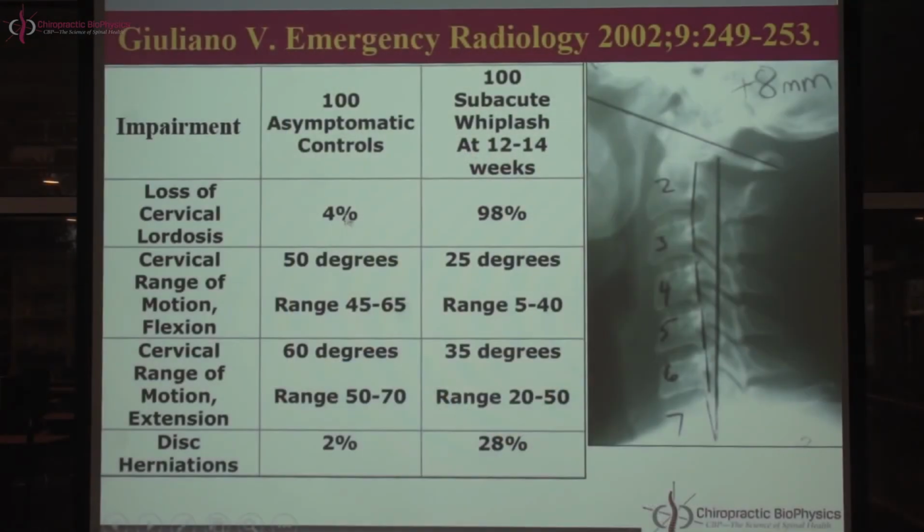The other thing is, look at the frequency of loss of the cervical curve. Asymptomatic, 4%. Subacute chronic whiplash subjects, 98% of them have a loss of the cervical curve. And this is on MRI, non-weight bearing MRI. When you stand them up, you're going to see kyphotic configurations, etc. Look at this, 98 out of 100 have a loss of the cervical curve.